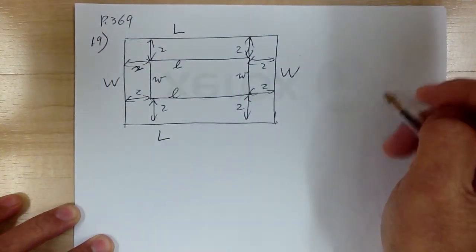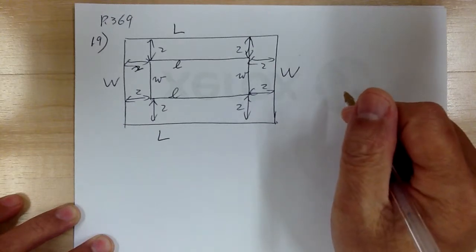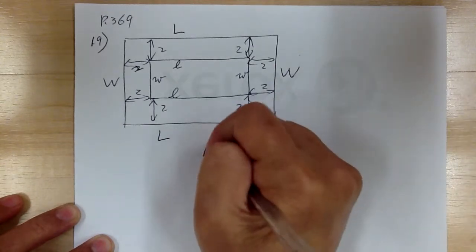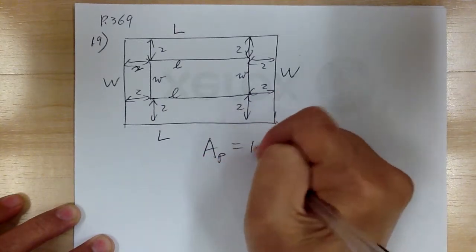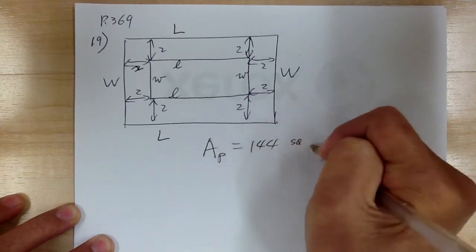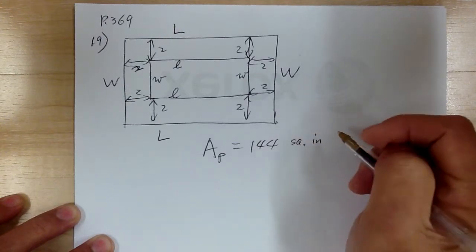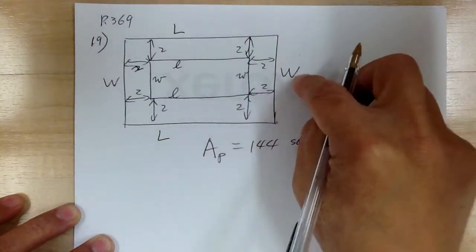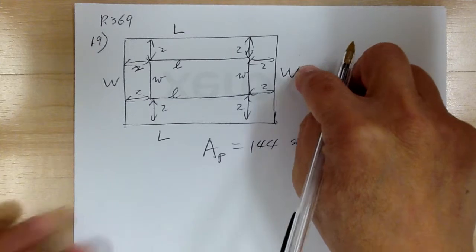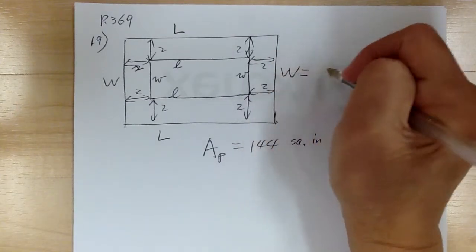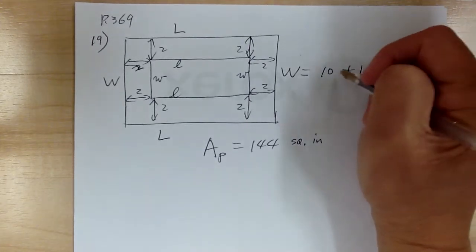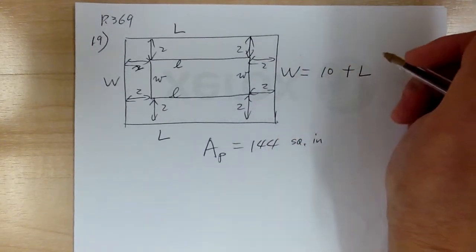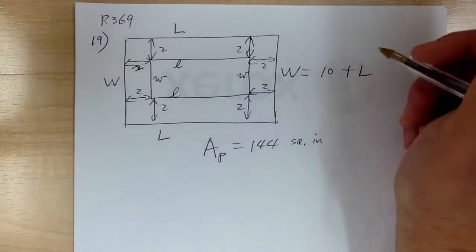And from here it also tells you the area of the picture. So area of the picture itself is 144 square inch. It says the width of the outside is 10 more than the length of the outside. So that's width is 10 plus L. Okay, so now you have all the information, right?